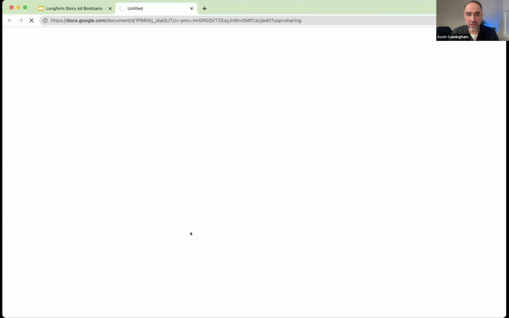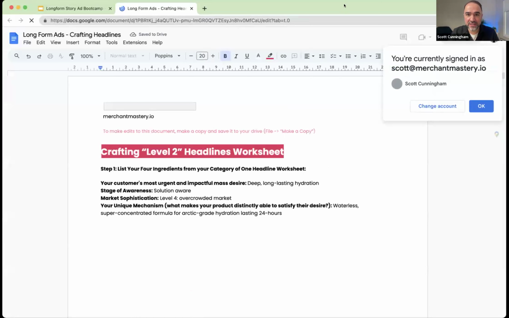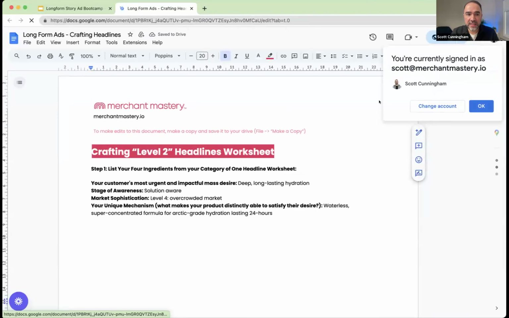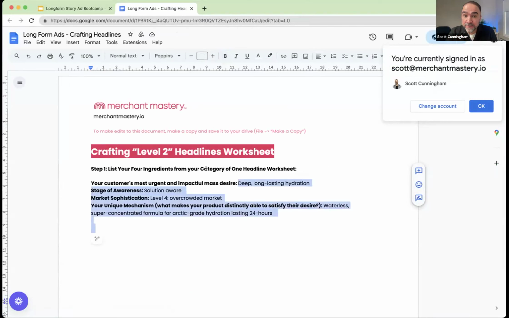In my new worksheet, which everybody will have access to, it's the second one in the boot camp. It's called the Crafting Level 2 Headlines Worksheet. I'm going to be giving some examples of Field Trip and their super body butter product. The first thing you're going to do in the worksheet is list out those four things that you would have figured out last time from your category of one headline.